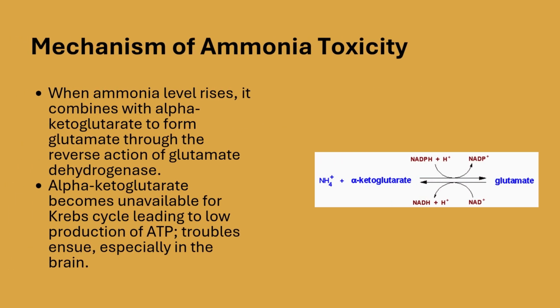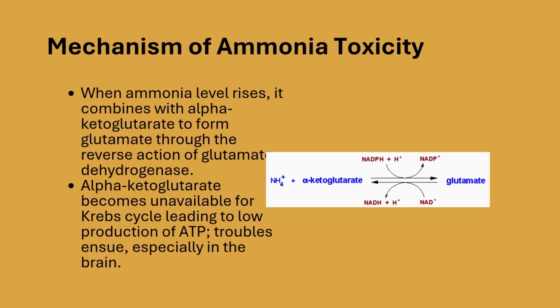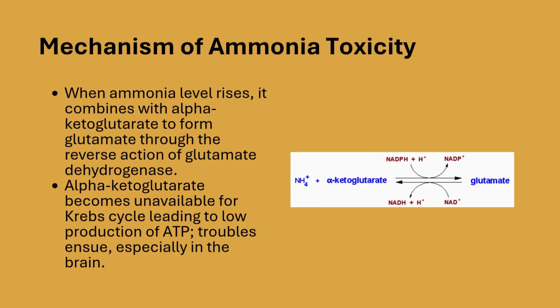When ammonia level rises, it combines with alpha-ketoglutarate to form glutamate through the reverse action of glutamate dehydrogenase. Alpha-ketoglutarate becomes unavailable for Krebs cycle, leading to low production of ATP. Troubles ensue, especially in the brain.